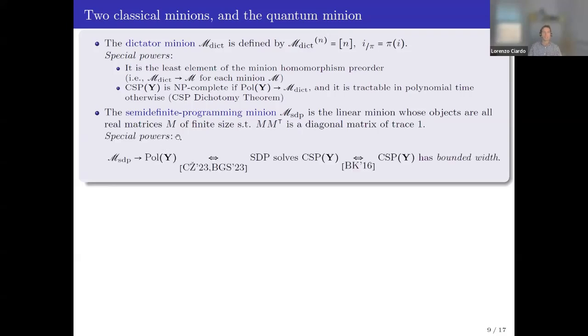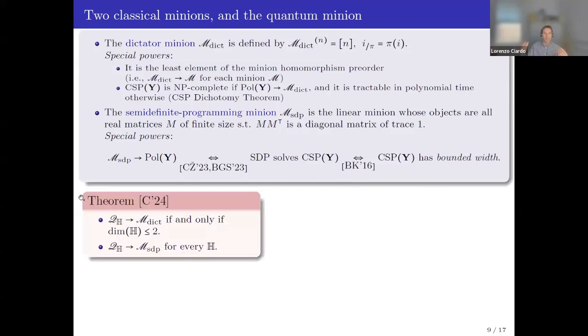And the property of this is that it precisely captures what it means for a CSP to be solvable by the semi-definite programming algorithm. So this minion admits a homomorphism to the polymorphism minion of a CSP precisely when the CSP is solvable by semi-definite programming. This was shown independently by me and Civin, and by Brakensiek, Guruswami and Sandeep. And this is known to be equivalent to the CSP having so-called bounded width, so being solvable via local consistency methods. This was shown by Barto and Kozik.